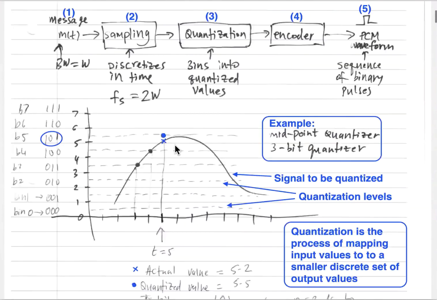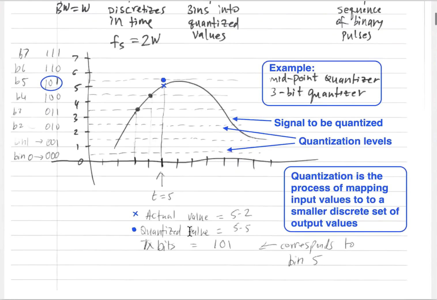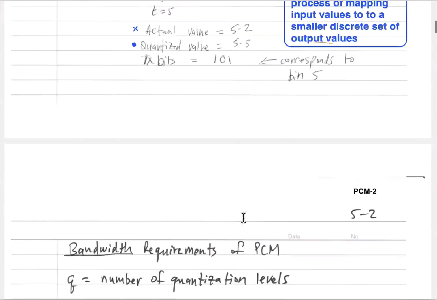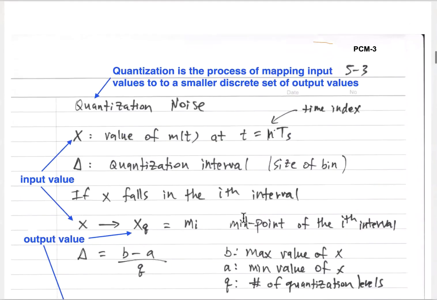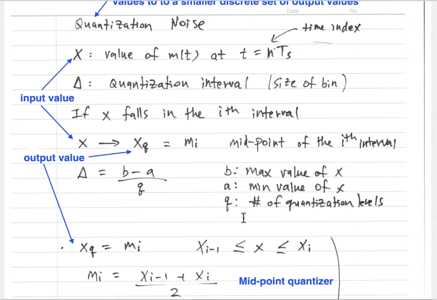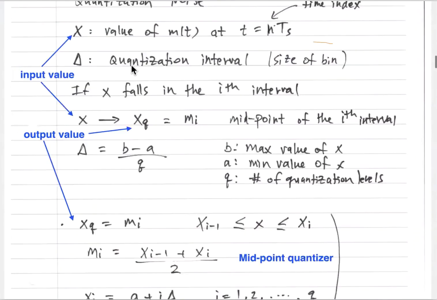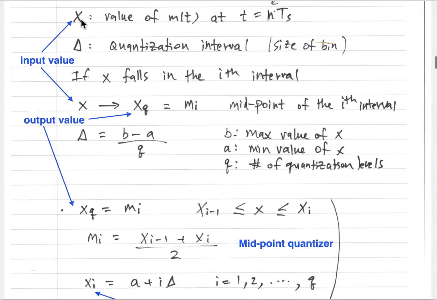So remember, what are we doing? I'm replacing 5.2 by 5.5. So you can see there's an error. We're going to call that quantization error, and we're going to treat it as noise. On slide 3 here, I'm saying that quantization is a process of mapping the input to some output value. X is the input value.